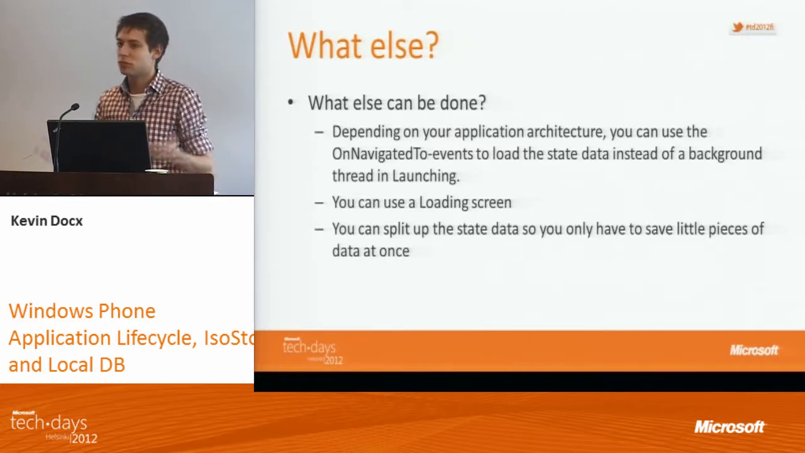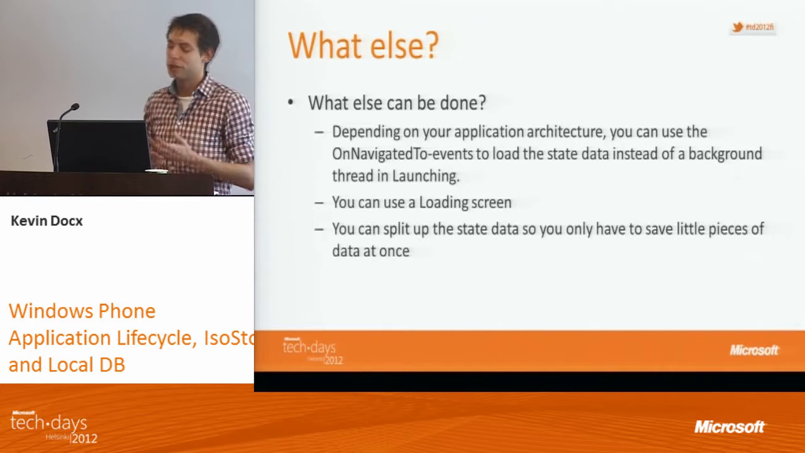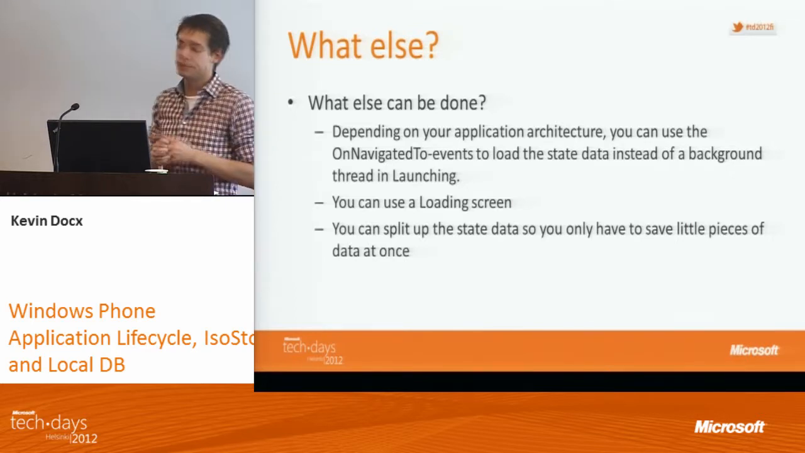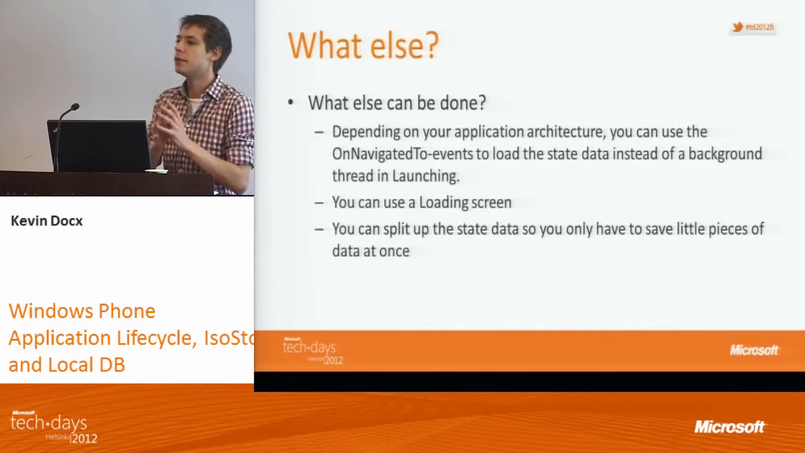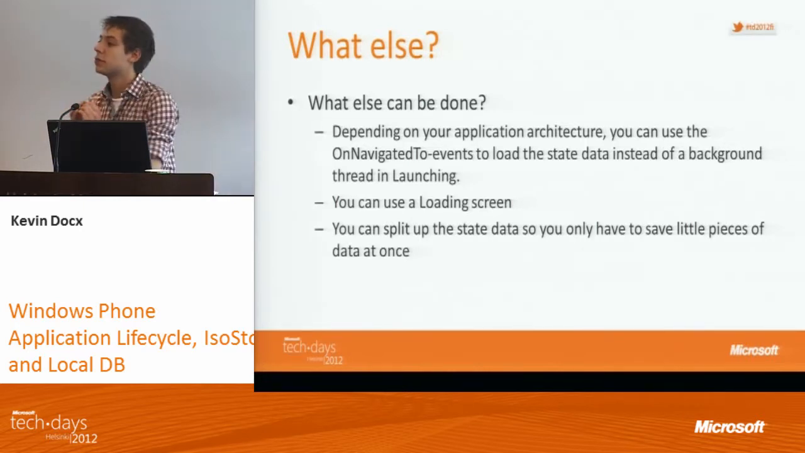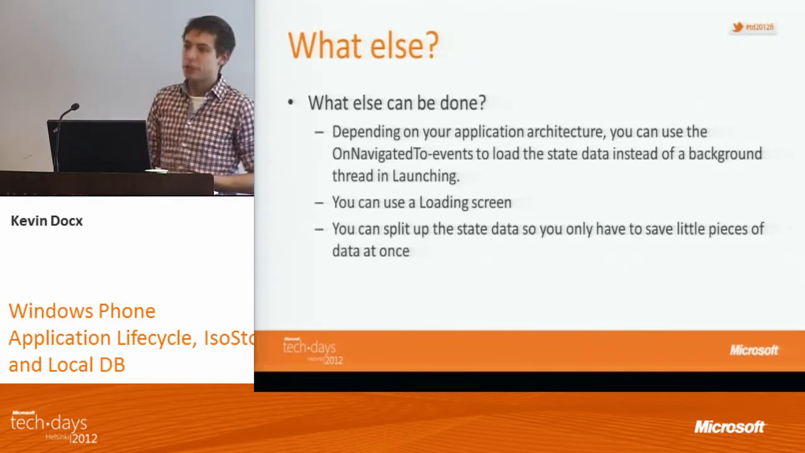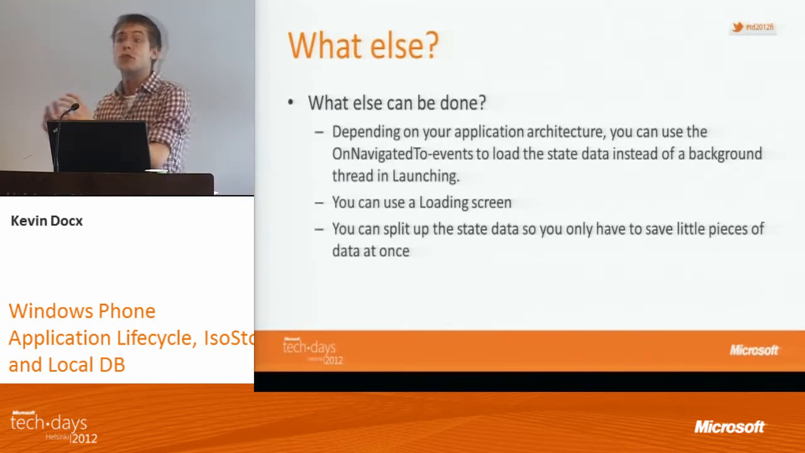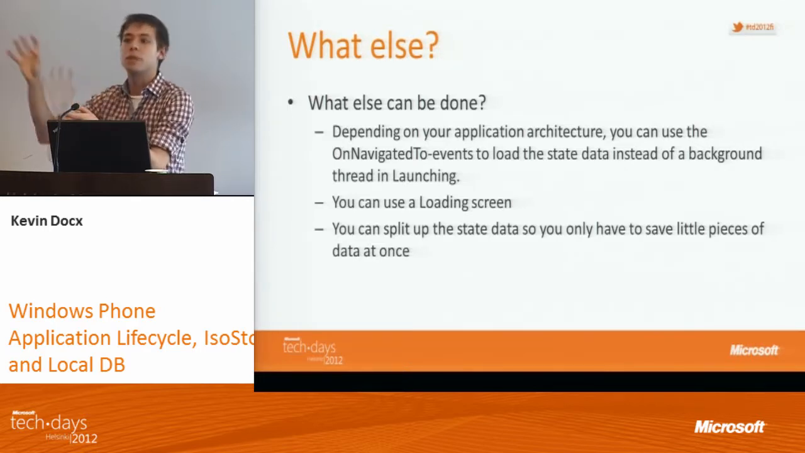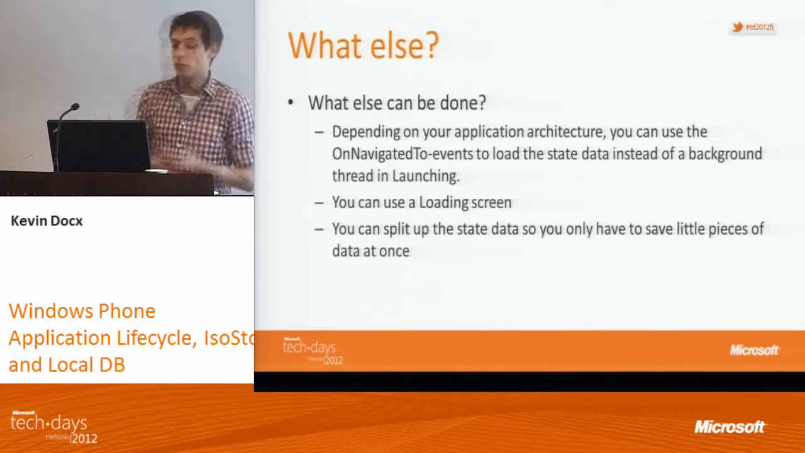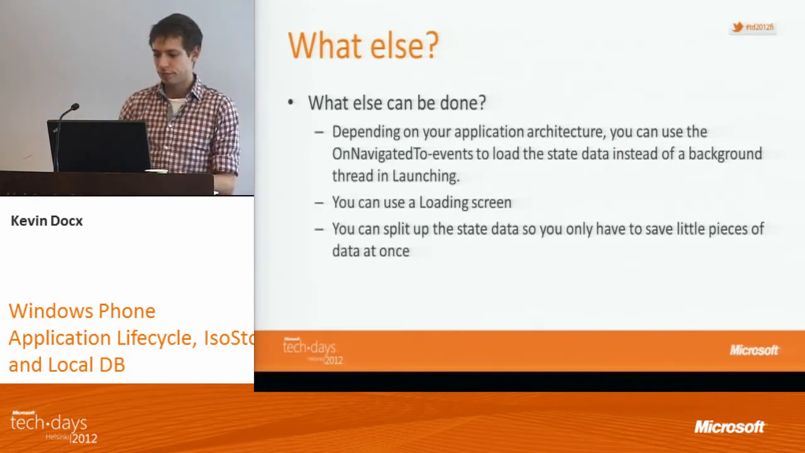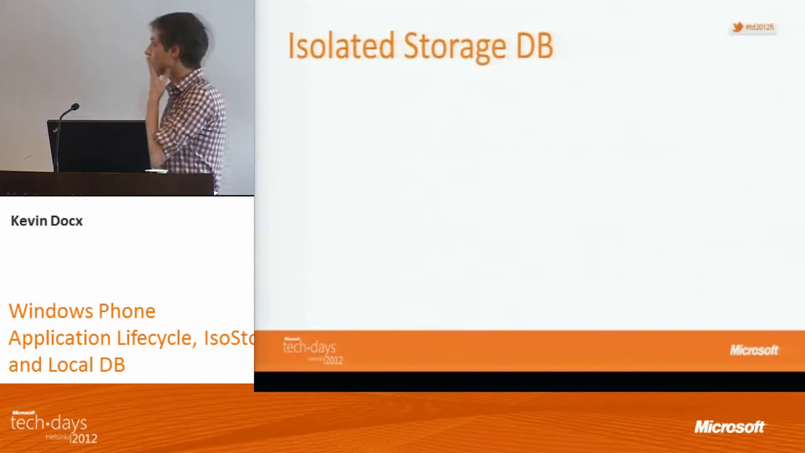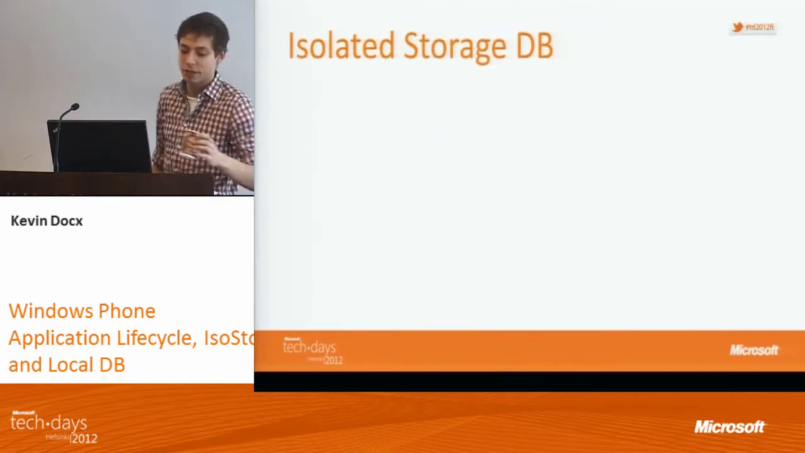You can use a loading screen, it always helps, just don't make it too long. And you can go even further by splitting up the state data, so you only have to save little pieces of it. In my application that would have been a bit silly, because I only have about 10 items. But if you have a huge data store, in the OnNavigatedFrom event, you could only save that item that has been changed on that page instead of the complete data store. That's also good practice. Okay, so far techniques concerning that.